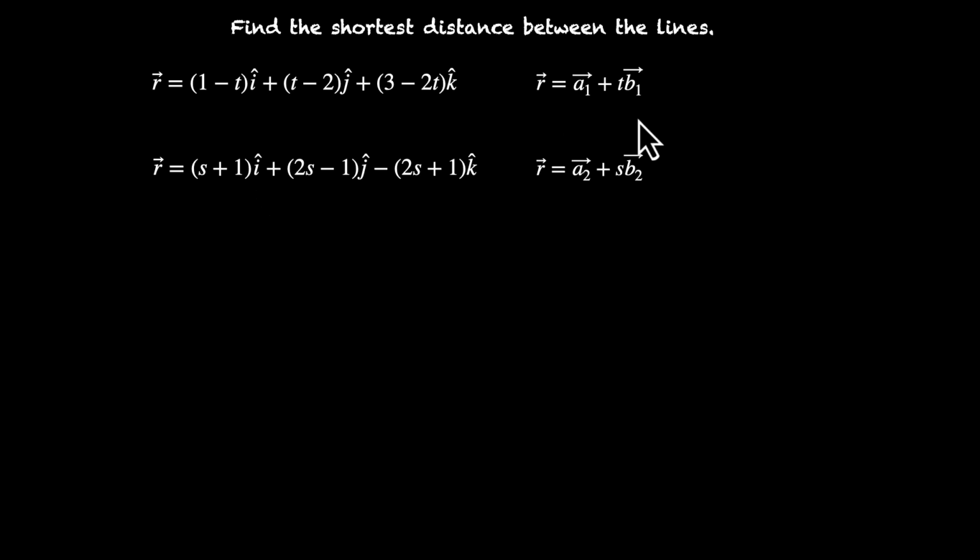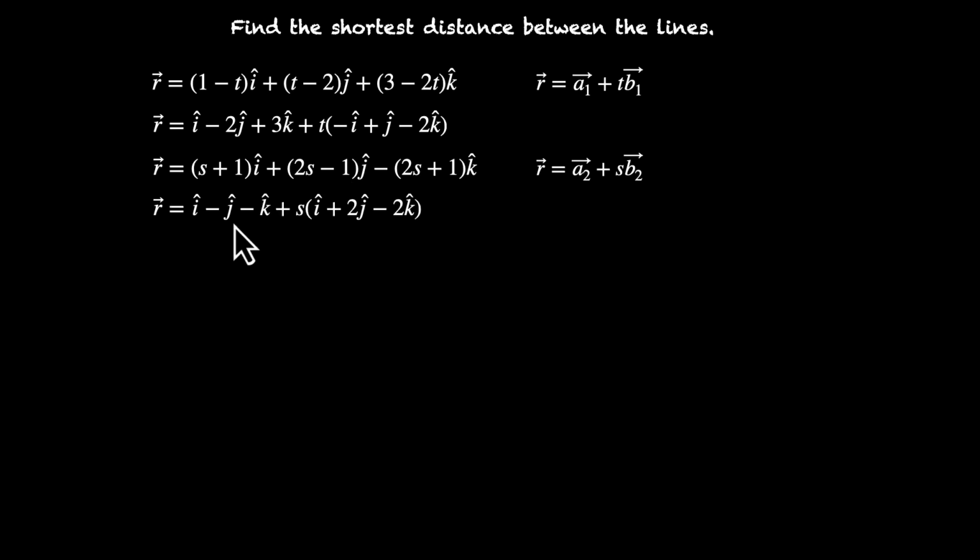So let's do that. If we clean them up, we have I cap minus 2 j cap plus 3 k cap. That will be our A1 vector. And then we have t, if we take t common, we have minus I cap plus j cap minus 2 k cap. So this will be our B1 vector. Similarly, here we have I cap minus j cap minus k cap. That will be our A2 vector plus s common I cap plus 2 j cap minus 2 k cap. That will be our B2 vector.